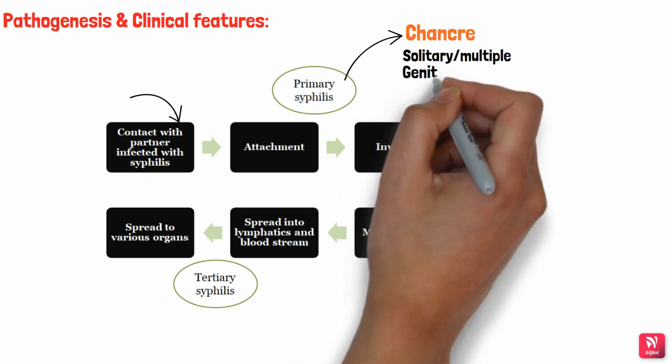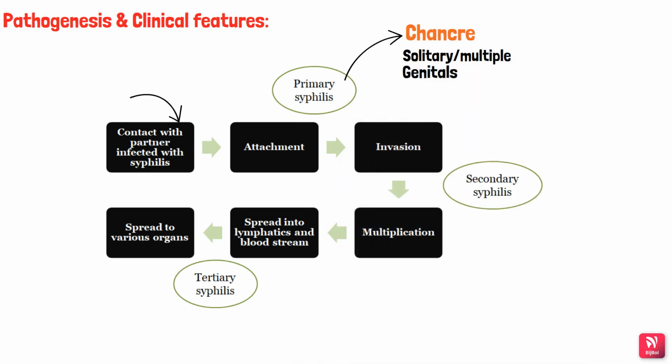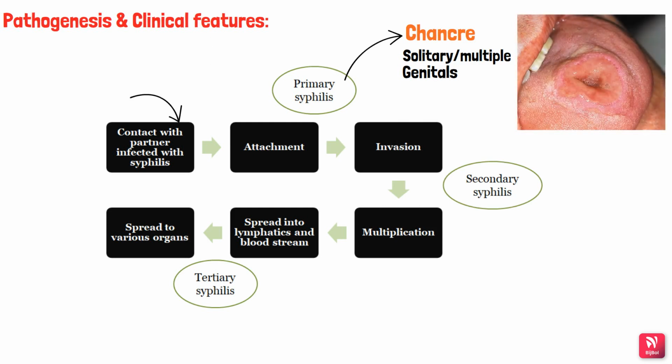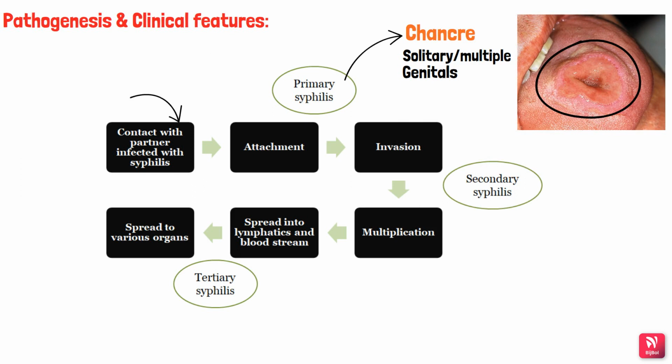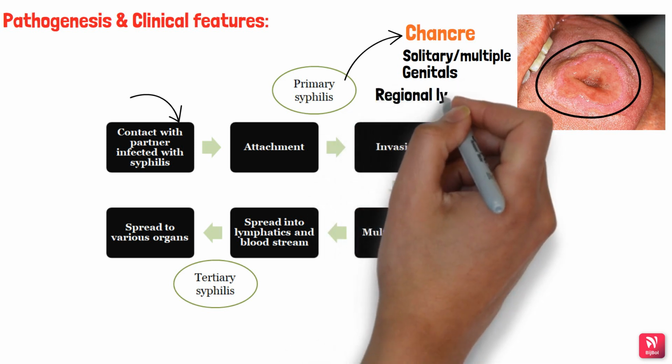most commonly it involves the genitals, but if at all it is involving the oral cavity, this is a picture of chancre of the tongue, wherein it is an elevated ulcerated nodule which shows induration, that is hardness. And wherever it is showing these chancre features, there will be regional lymphadenitis also.